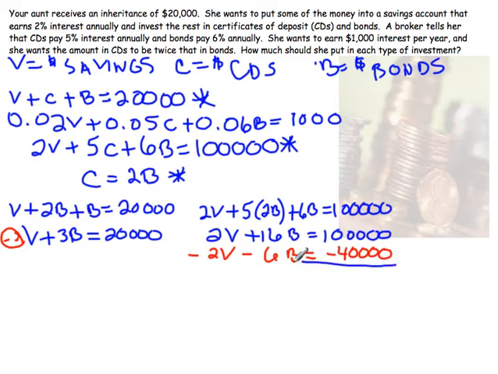All right, now I'm going to go ahead and add those two up. When I add these two, the V's cancel. I end up with 10B equals 100,000 minus 40,000, which is 60,000. Divide by 10.